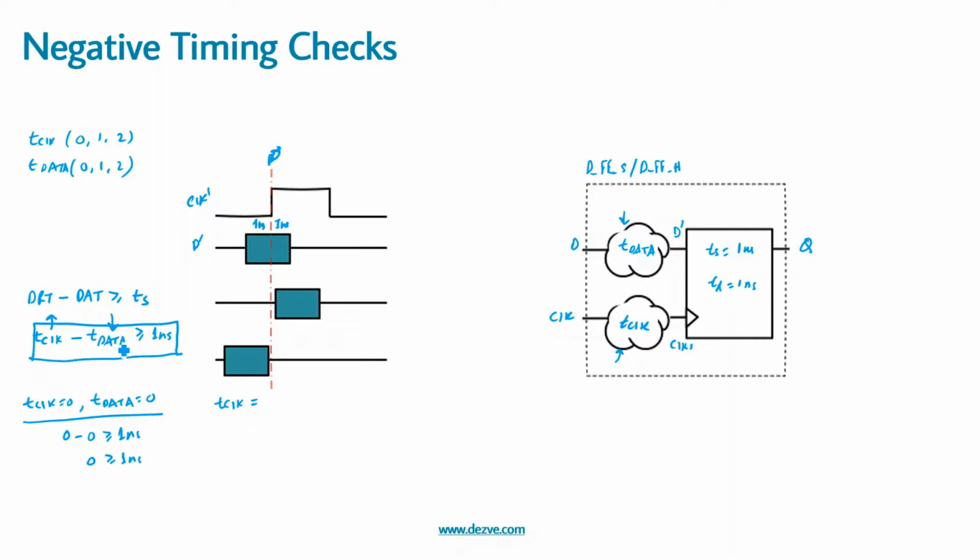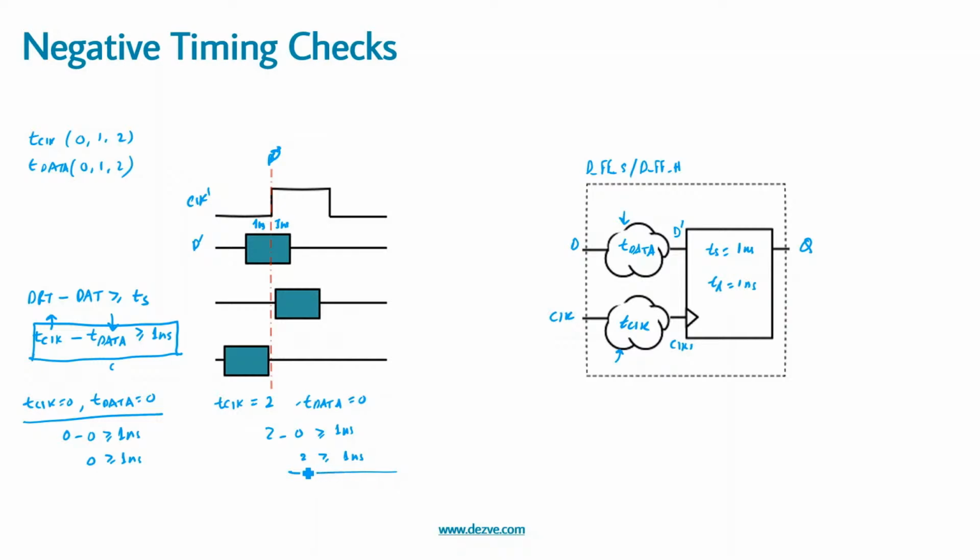Let us assume that our data path delay is 0. So we are saying data path is 0 and the clock path is 2. So in this case, from this equation, if you see 2 minus 0 greater than or equal to 1 ns, so 2 greater than or equal to 1 ns, correct?